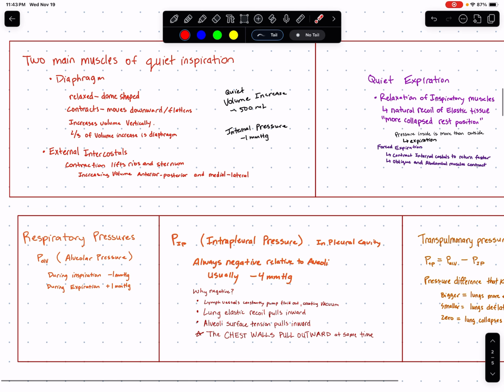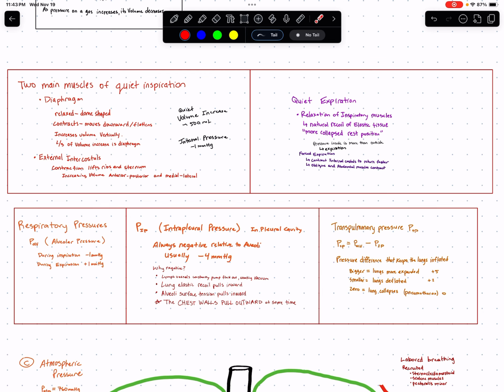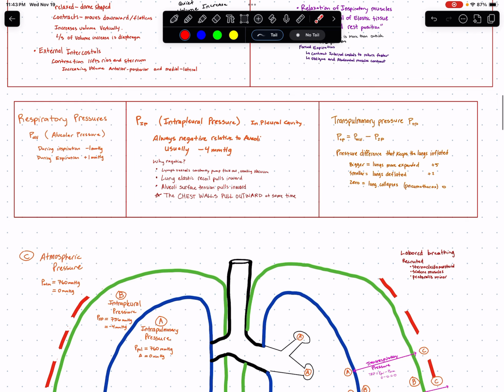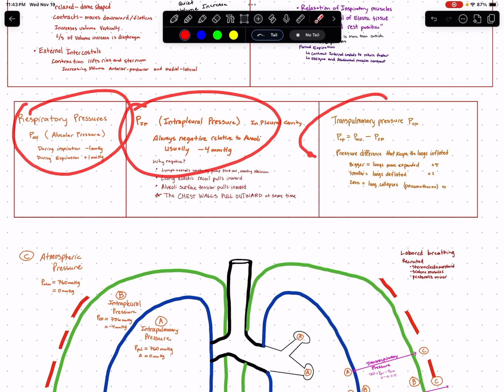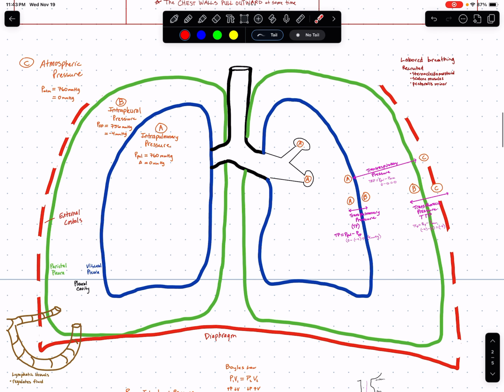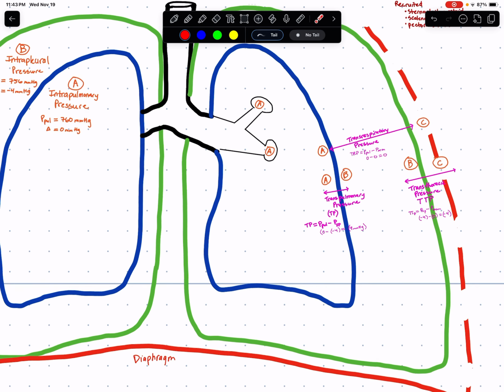And so we've got a couple of different pressures. Here are the main ones we're going to be concerned with and what those mean. Your intrapulmonary pressure is usually 0, and that's just the pressure inside your lung. Intrapleural pressure is going to be negative. And your atmospheric pressure, again, is 0. There's a couple more: transpulmonary pressure, transthoracic pressure, and transrespiratory pressure. Usually we deal with this one.